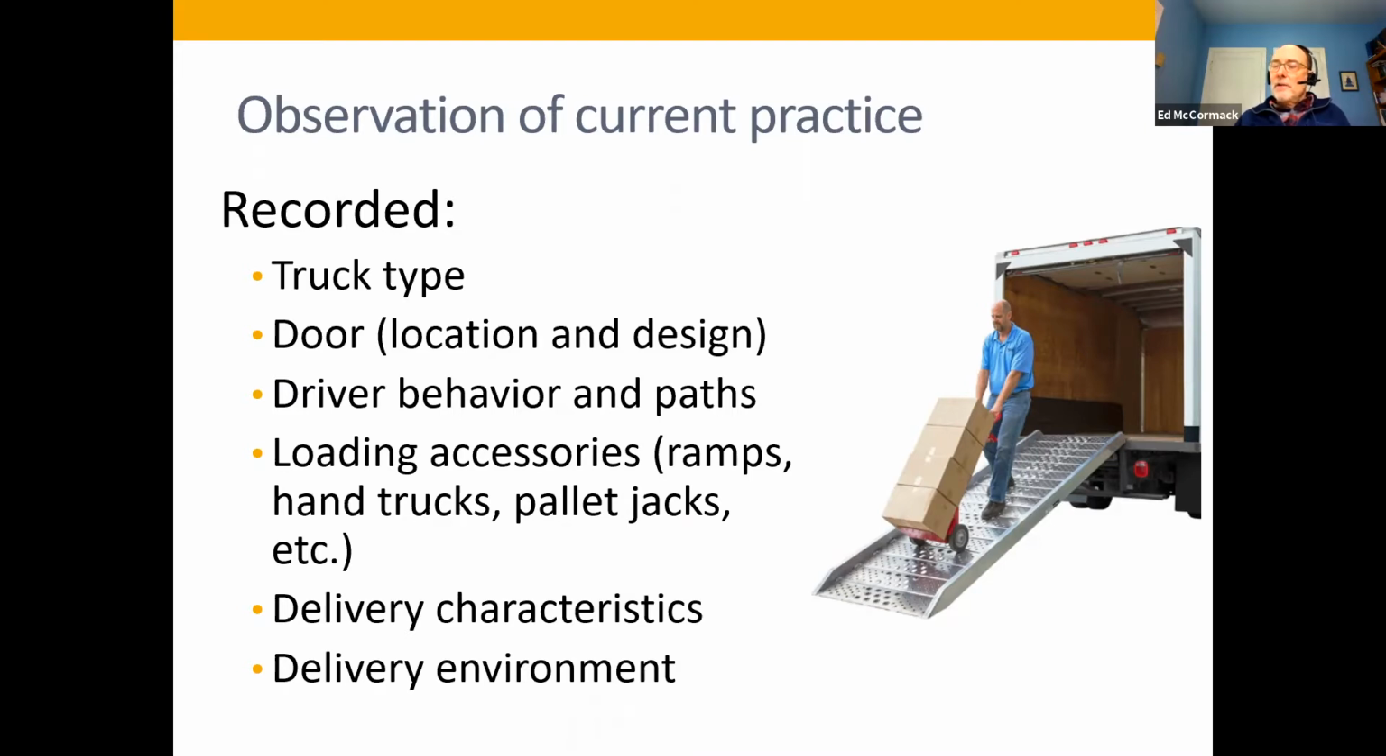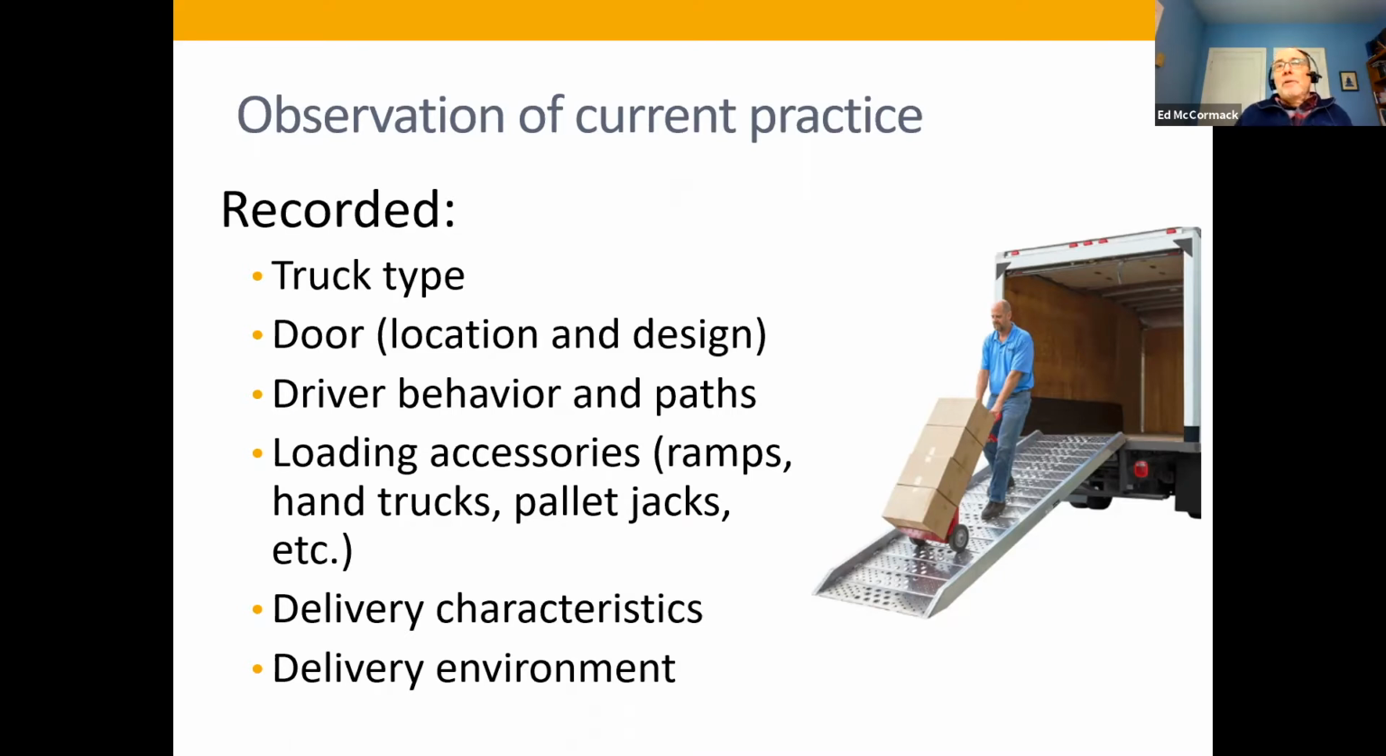Is it on the side of the truck? Is it on the back of the truck? Does the door roll up? Does it swing out? Because those all have different impacts on the envelope around the truck. We looked at the driver behavior. Where did the driver walk? Did he walk around the front of the truck, side of the truck, and around the back, that kind of thing?